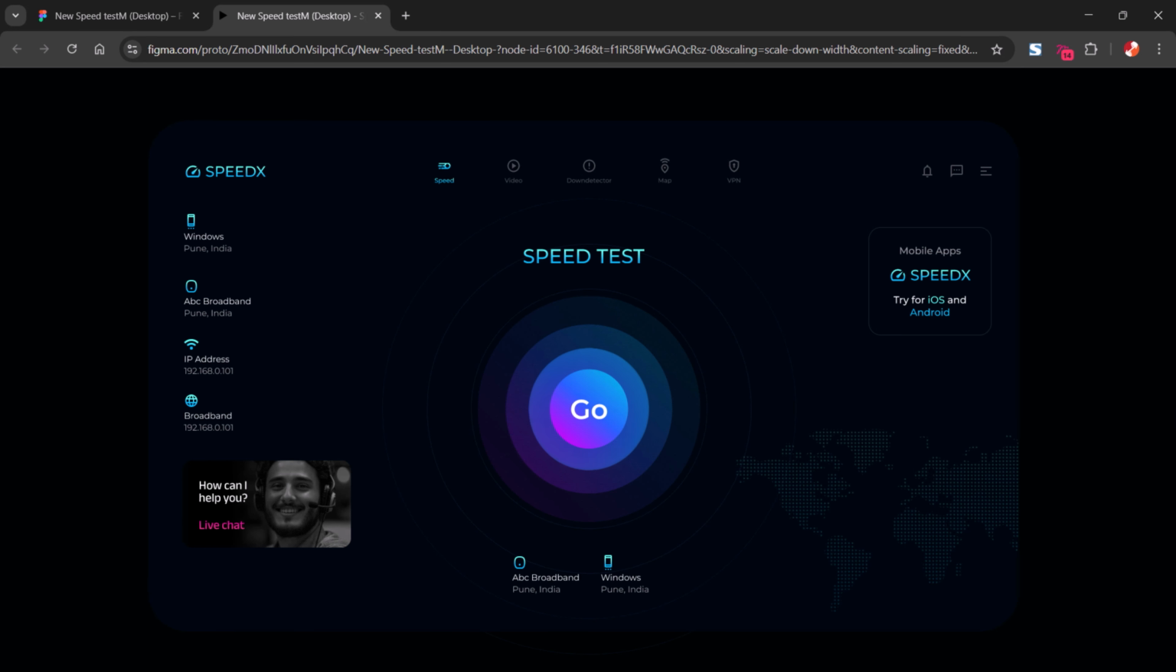Hey guys, let's have a look at what I did in Figma. I just created a realistic prototype for testing internet speed. So let's go.